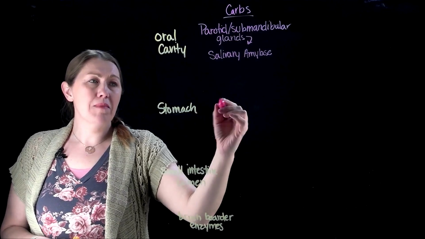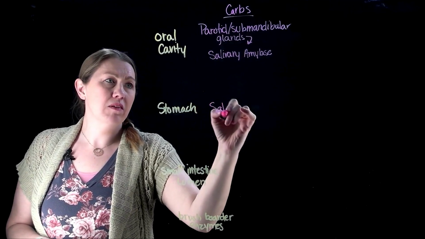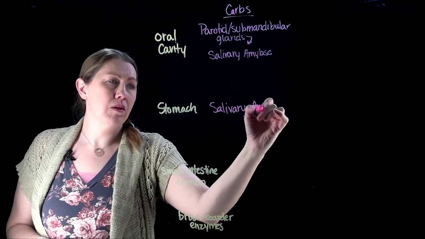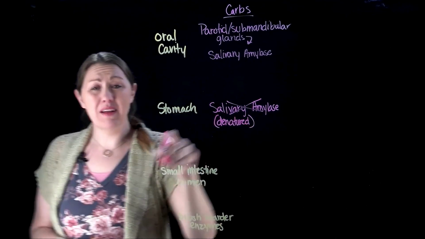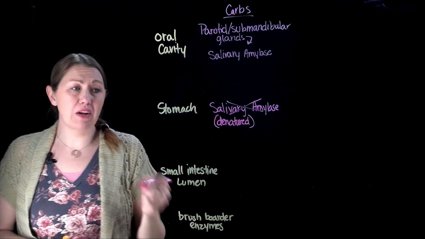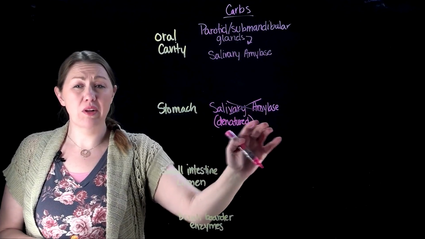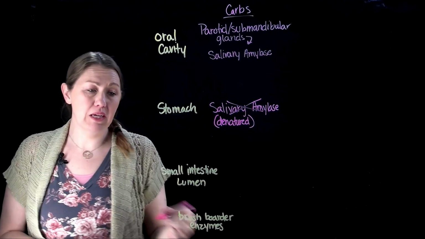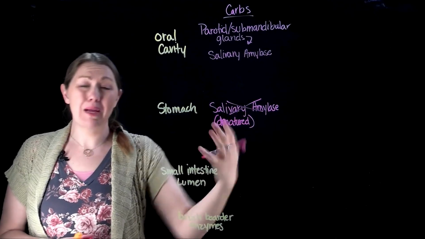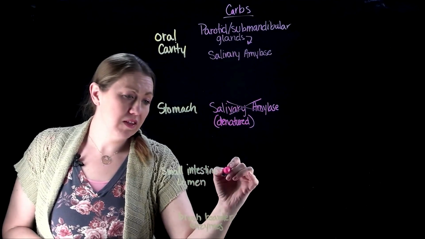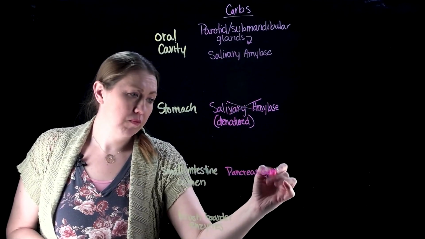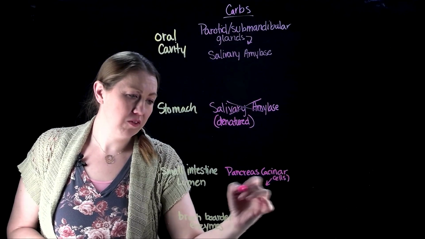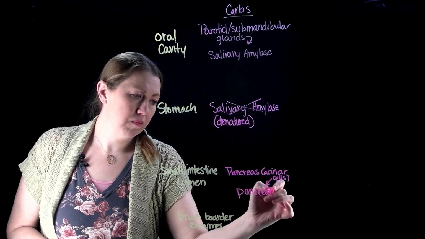When we get to the stomach, that salivary amylase that we were using up in the mouth is going to get denatured because the environment inside of that stomach is very acidic. So we're going to have hydrochloric acid in there that's going to denature or turn off the salivary amylase. So when we get to the small intestine, we got to pick it back up. So at the small intestine, the pancreas will secrete, and specifically the acinar cells, will secrete their amylase, and so we'll call it pancreatic amylase.